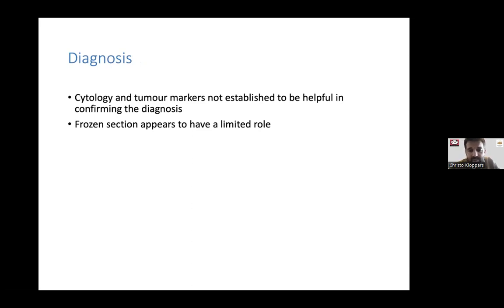Cytology or tumor markers, there's been some work on it, but it's not established to be helpful. There's no big series around. Frozen section appears to have a limited role. As a matter of fact, then you've already misdiagnosed it in a way. So I think the frozen section would be reserved for when you stumble across it by presumed different diagnosis.